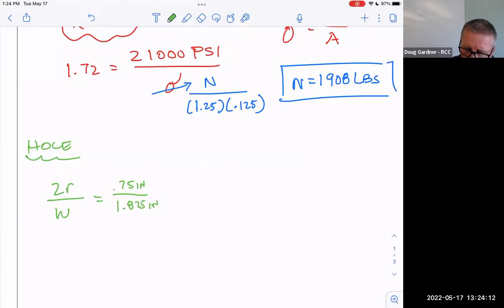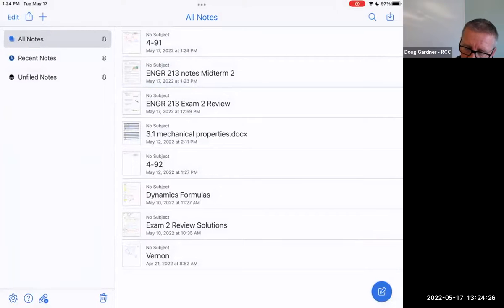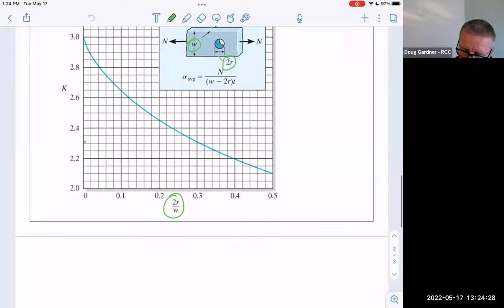Somebody blurt out what that's equal to. For some reason I didn't write that down. 0.4. So there's the number we're going to use in the table, and then the table will tell us what K is. And so what is K? 0.4. That was nice. Notice they put some thought into this.